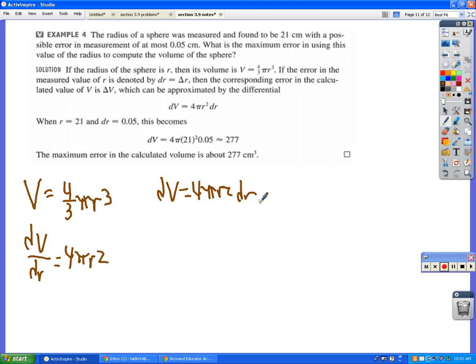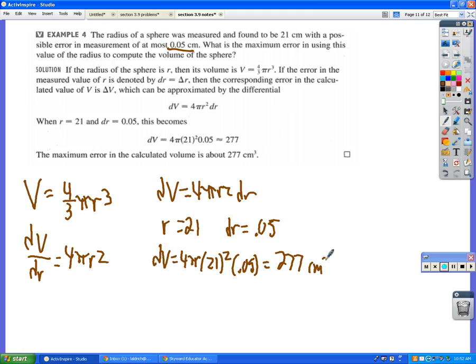All right. What numbers am I plugging in here? What's the radius? 21. What other number am I plugging in here? 0.05, because I want an error, a change in the radius of at most 0.05. Okay? So if I plug those in there, dV equals 4 pi times 21 squared times 0.05. So we kind of do some calculations in my head. Comes out to be approximately 277.